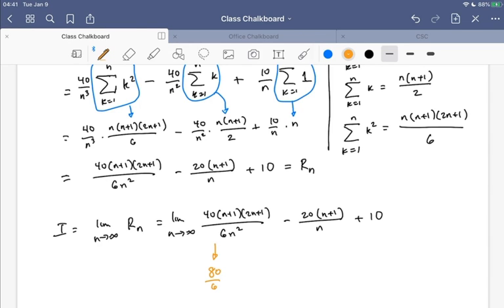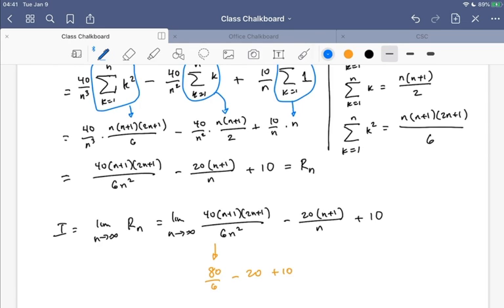Then the second term, we don't really have to FOIL anything out there. The biggest power of n on top and bottom is n to the first, and the coefficient on top is 20, and the coefficient on bottom is 1, the ratio of which is just 20. And then we have, of course, the plus 10 at the end. And then we can simplify that, but that is going to be the limit. Okay, so is that part good?